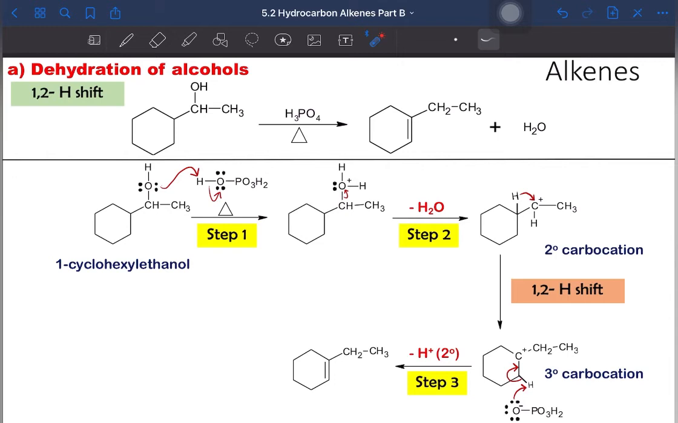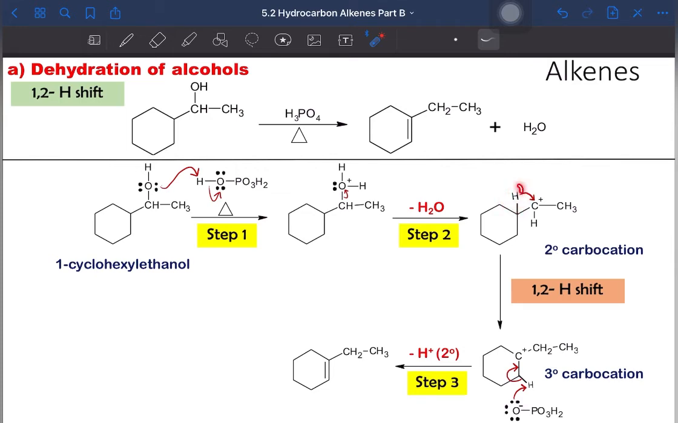Now the carbocation that is formed here is actually the secondary carbocation. Now this carbon here, the neighboring carbon of this carbocation, has one hydrogen here.